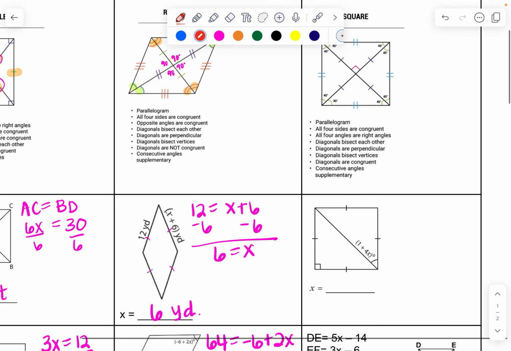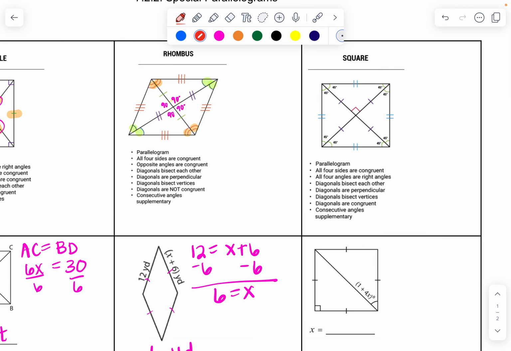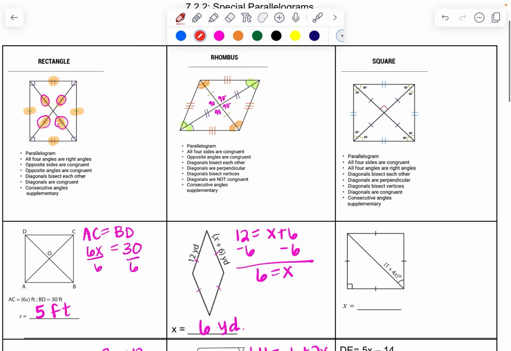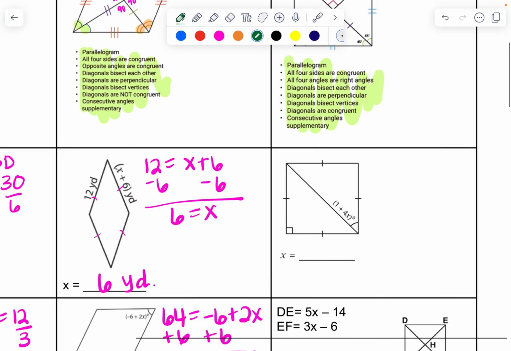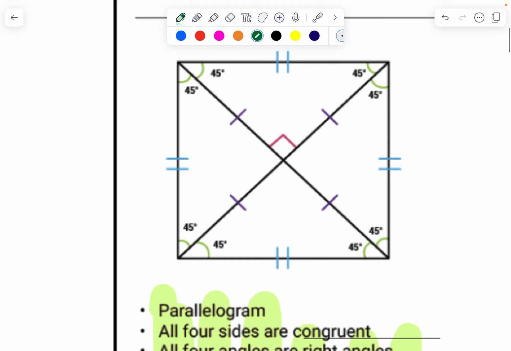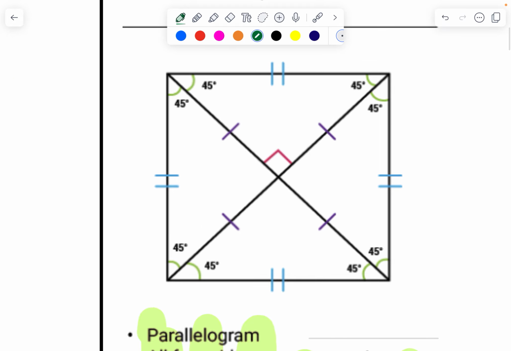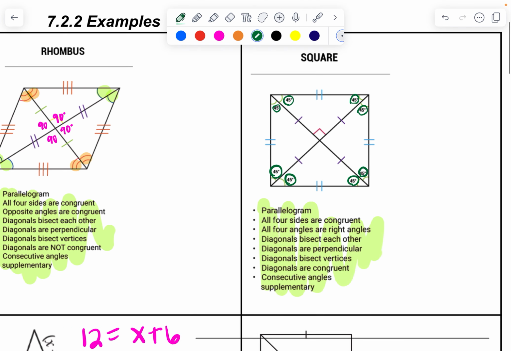All right, let's look at some squares. A square is actually both a rhombus and a rectangle. So everything that's true here and everything that's true here is also true here. So if we take all of those properties and combine them, we get a square. The other important thing about a square is that once the diagonals are drawn, each of these little angles that it creates are all 45 degrees because it's a 90-degree angle that gets cut in half, or bisected.